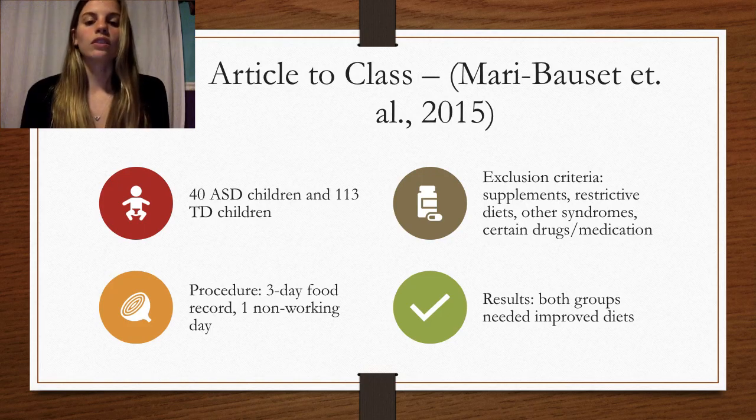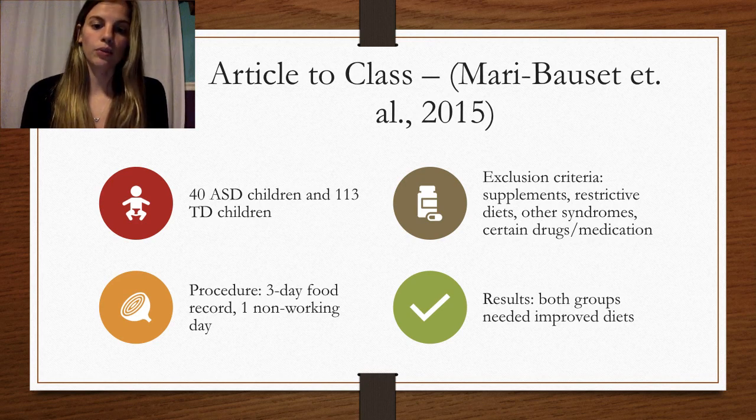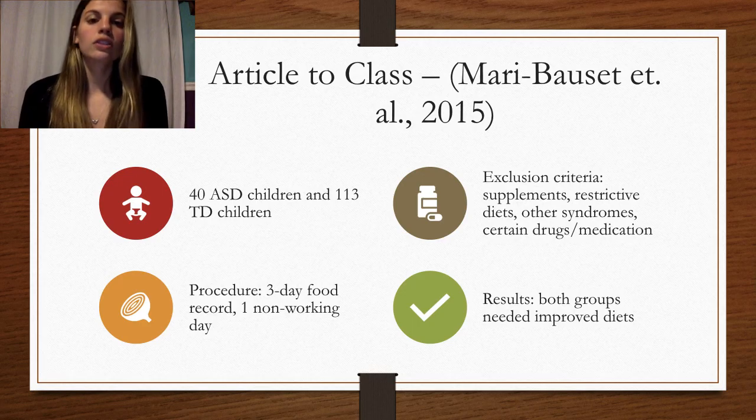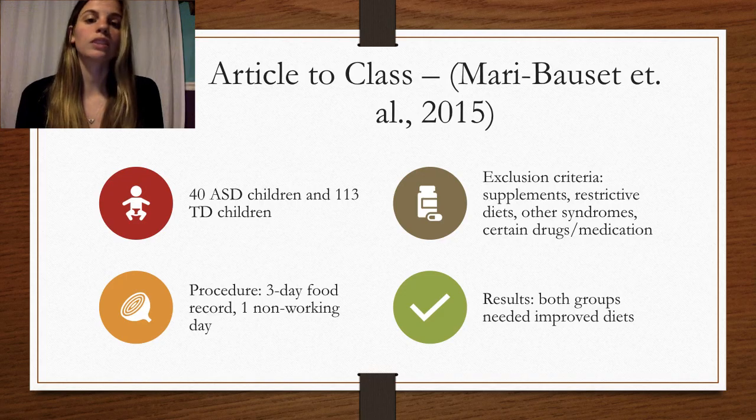I found these results to be interesting because they mentioned how the diet of the typically developing children also needs to be improved. This could suggest the nutrient inadequacies of children with autism are just due to age, but typically developing children also experience some feeding problems similar to those of children with autism, and these results could possibly be correlated to those as well.